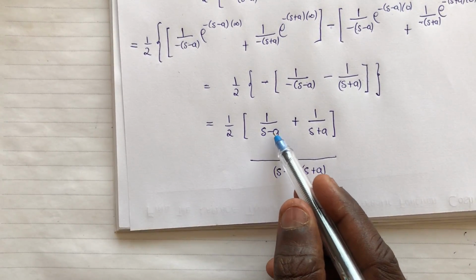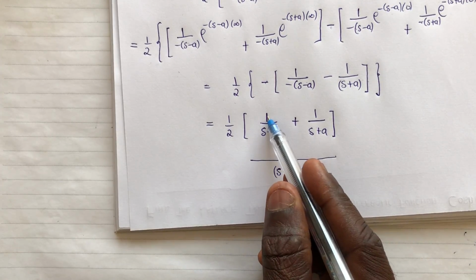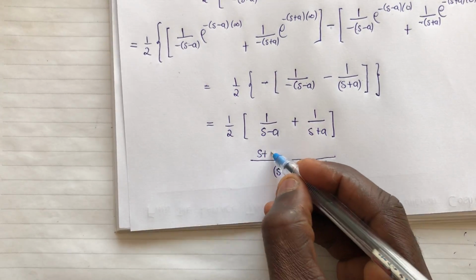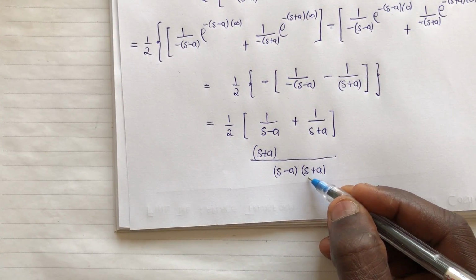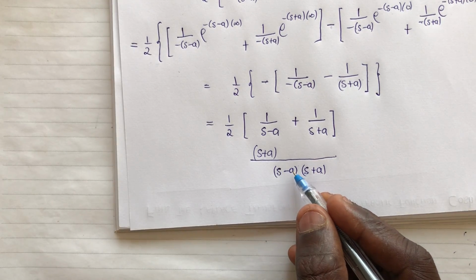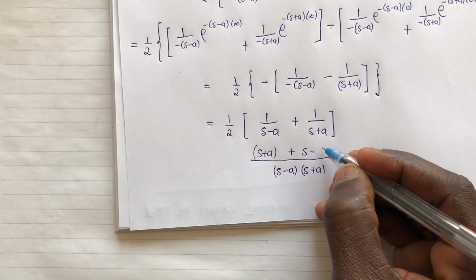Now, s minus a will cancel this one. We are left with s plus a. Use it to multiply 1. The result is still s plus a. So s plus a into this is out. We are left with s minus a. Use it to multiply 1 plus s minus a.